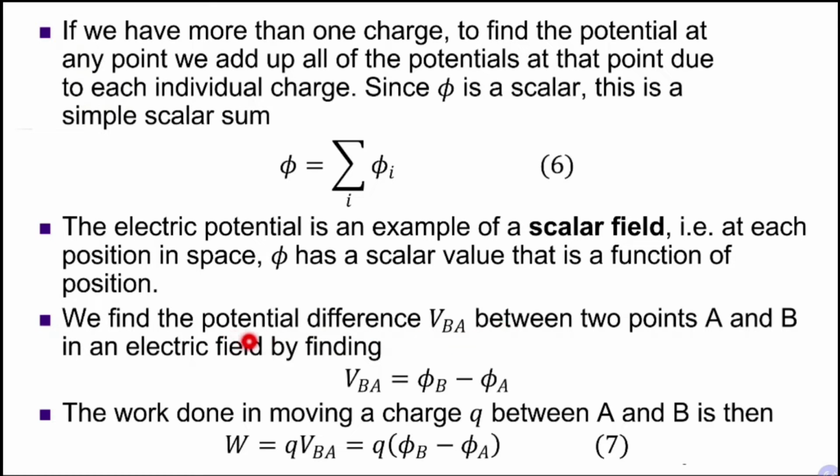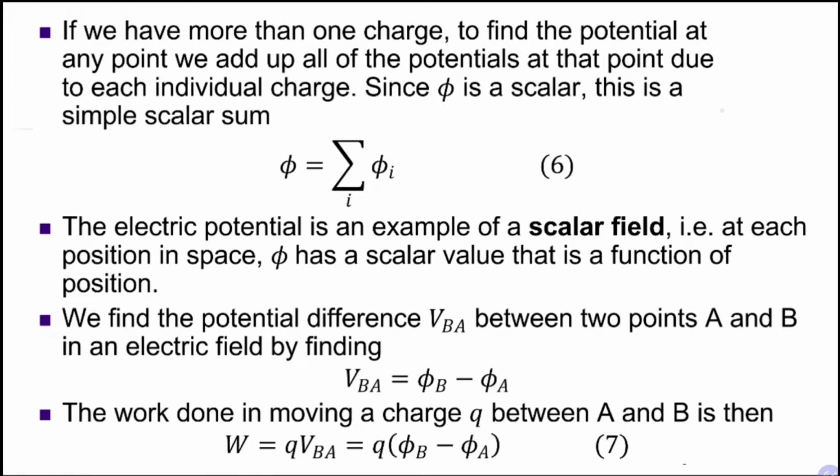So to find the potential difference between 2 points, if I have a point A and B, then I can work out the potential at point B and then the potential at point A and take the difference between the two potentials. Okay, very similar to your circuits.